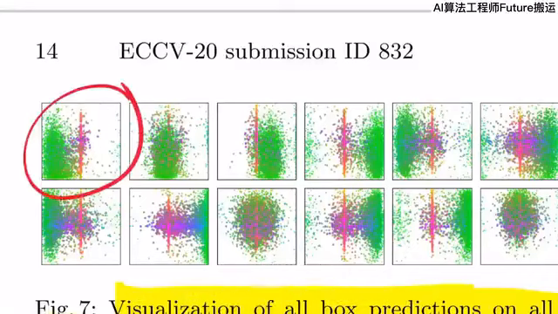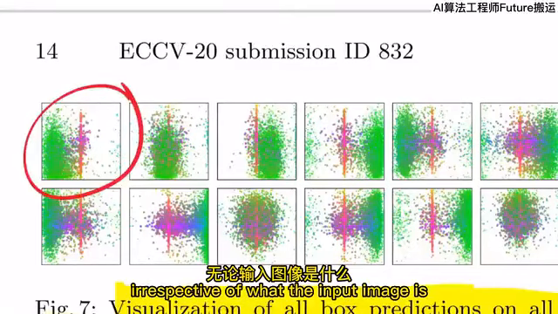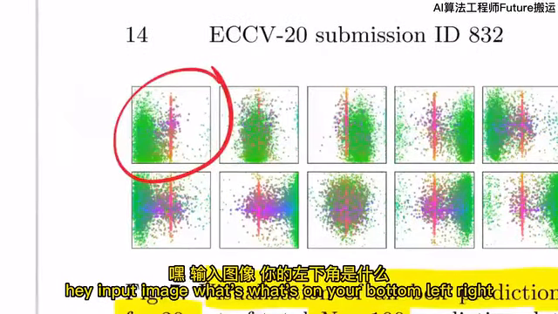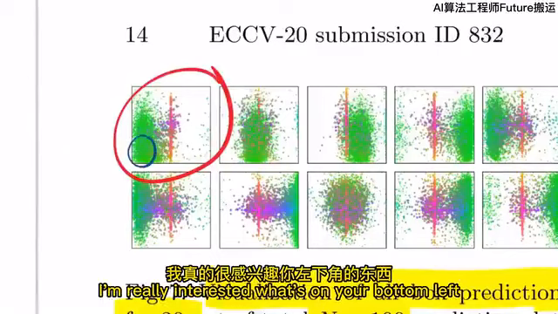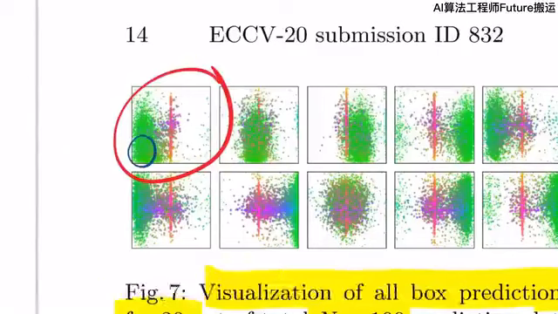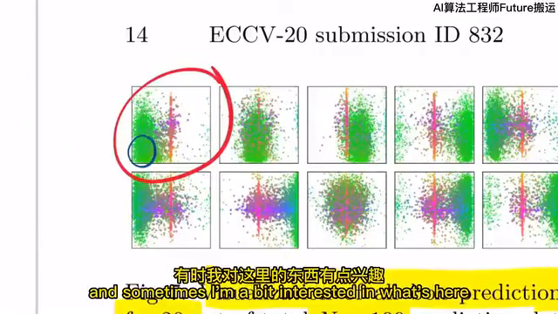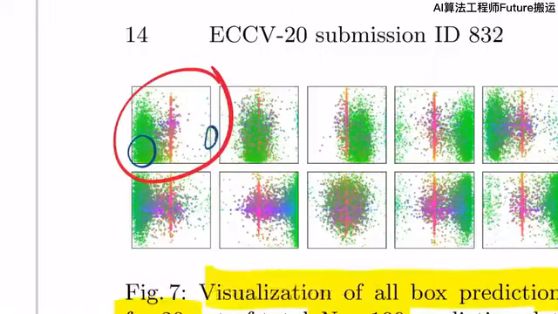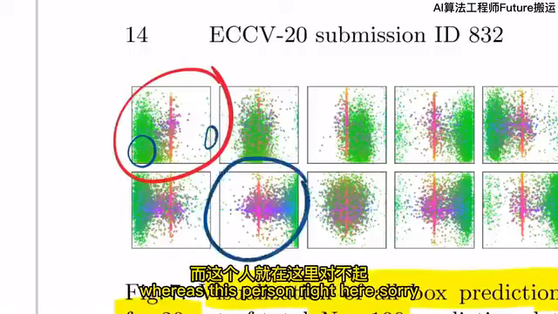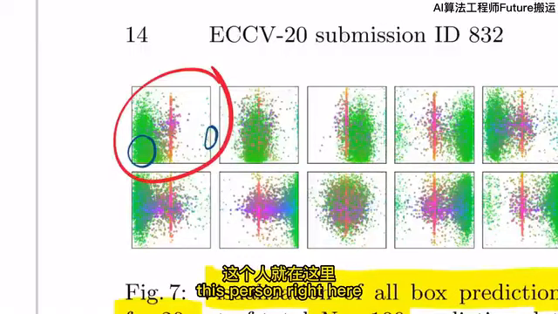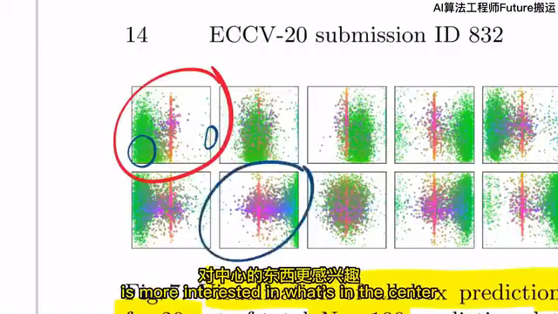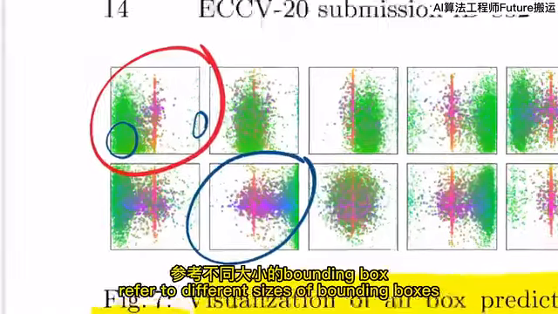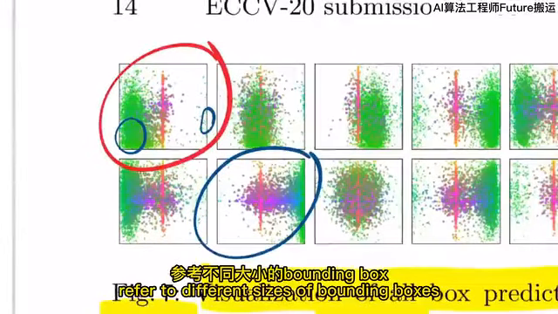You say this person up here will always ask, irrespective of what the input image is, sort of, hey, input image, what's on your bottom left, right? I'm really interested in what's on your bottom left. And sometimes I'm a bit interested in what's here, but I'm mainly interested in what's on the bottom left of the image. Whereas this person right here is more interested in what's in the center. Now the different colors here refer to different sizes of bounding boxes.